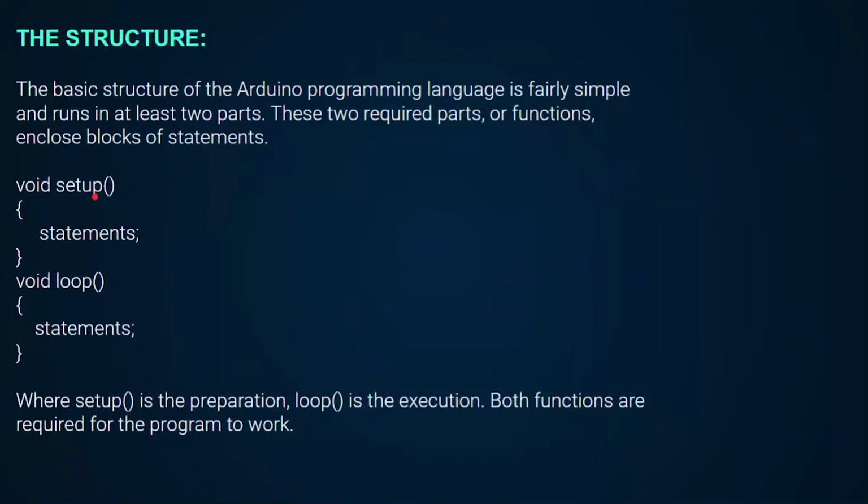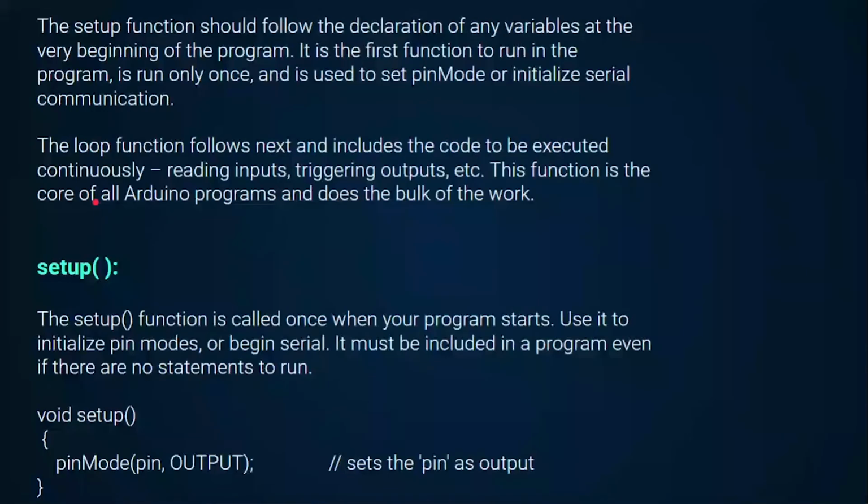Now moving on, the setup function should follow the declaration of any variables at the very beginning of the program. It is the first function to run in the program, is only run once, and is used to set pin mode or initialize the serial communication. So it is used to initialize the pin mode. What is the initialization of the pin mode? We're going to discuss that in the later parts.